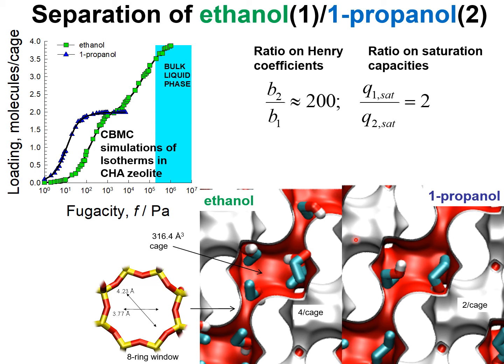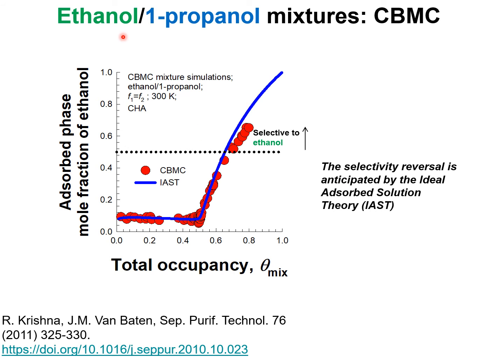We now examine mixture adsorption in Chabazite of ethanol and 1-propanol. We performed molecular simulations for adsorption of mixtures of ethanol and 1-propanol. In the bulk phase, the partial fugacities of both components are maintained equal to each other. And in this graph, the simulation data are plotted.